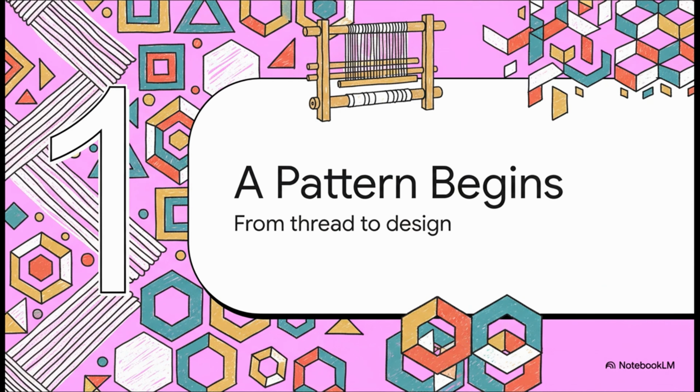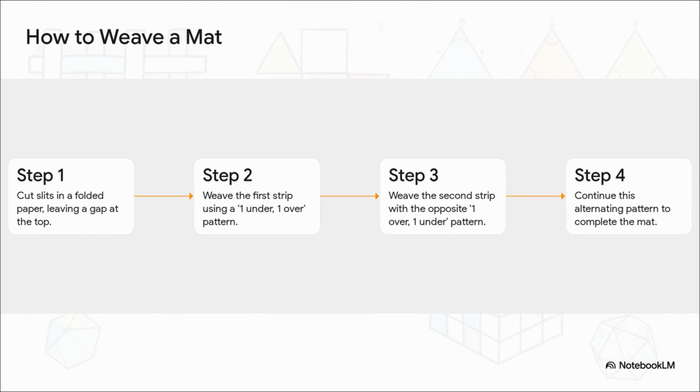All right, so let's start with maybe the most basic pattern idea there is, weaving. We're going to see how just taking a single thread, or in our case, just a simple strip of paper, and following one little rule over and over again can create something surprisingly strong and intricate. The process itself is incredibly simple. The rule is basically just over and under.